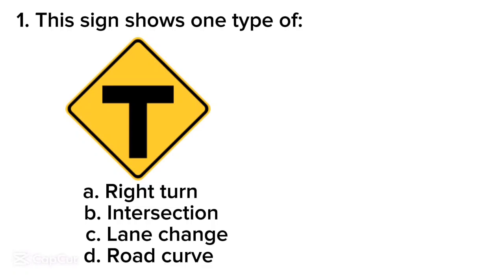This sign shows one type of... What does this sign mean? A. Right turn. B. Intersection. C. Lane change. D. Road curve.